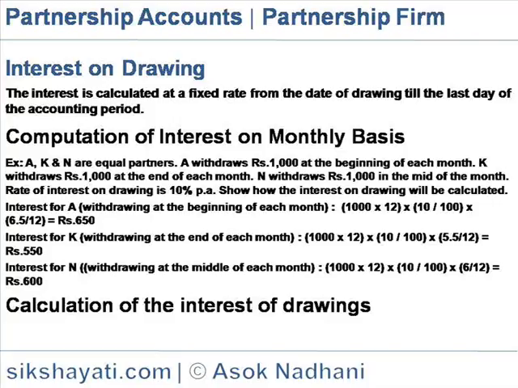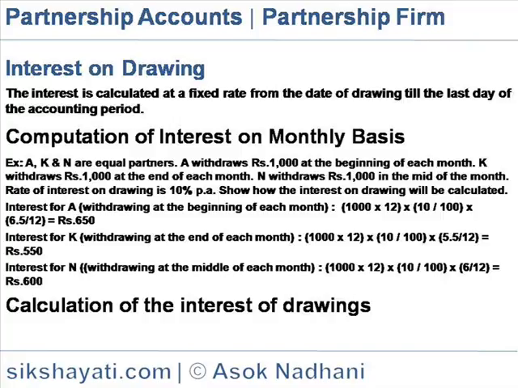Example: A, K and N are equal partners. A withdraws rupees 1000 at the beginning of each month, K withdraws rupees 1000 at the end of each month, N withdraws rupees 1000 in the middle of the month. Rate of interest on drawing is 10% per annum. So how would the interest on drawing be calculated?